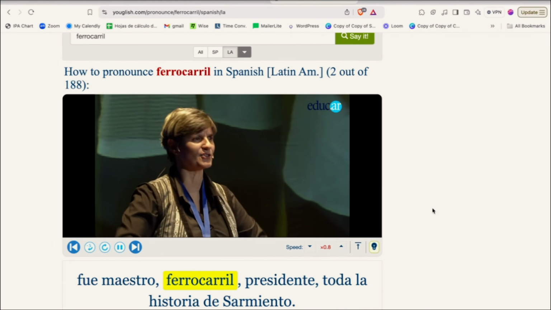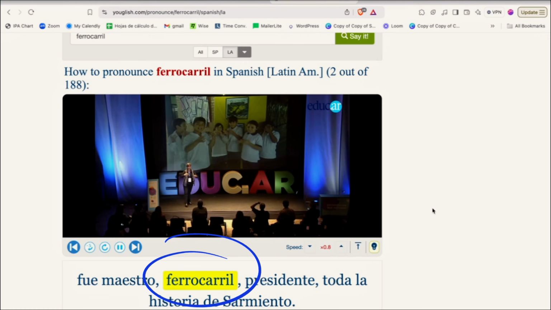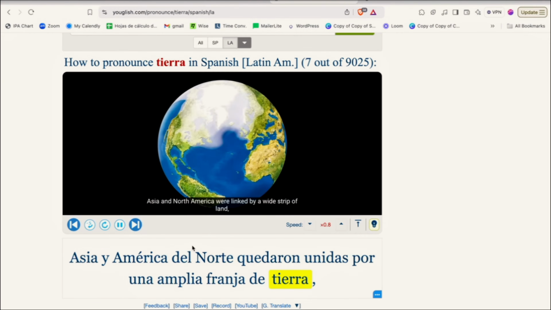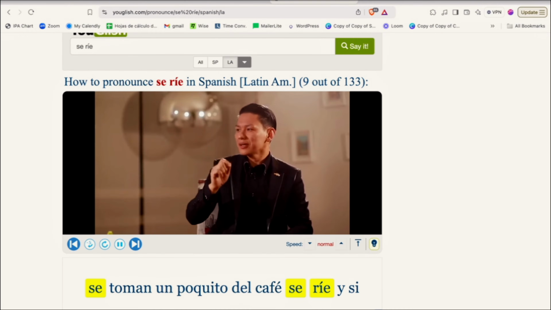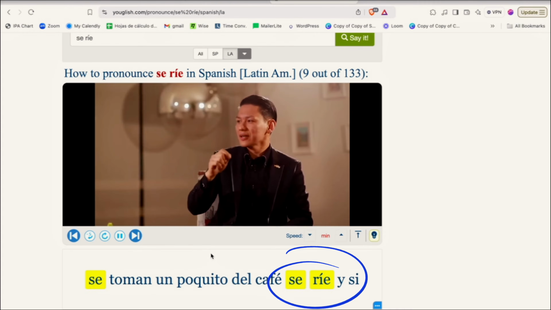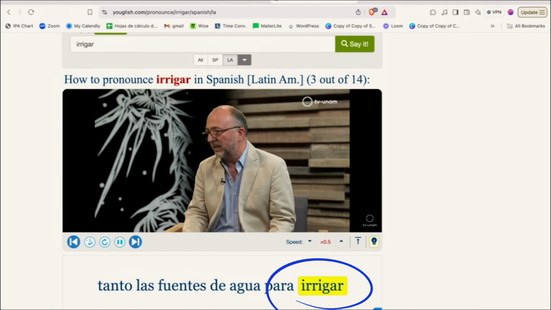Fue maestro, ferrocarril, presidente, ferrocarril, ferrocarril. Guiadas por una amplia franja de tierra. De tierra. Se toman un poquito de café, se ríen y siguen, se ríen. De agua para irrigar.